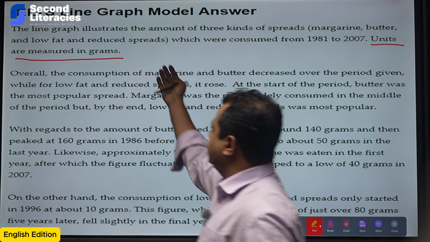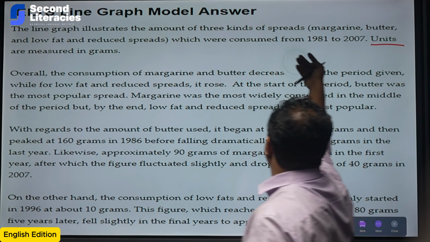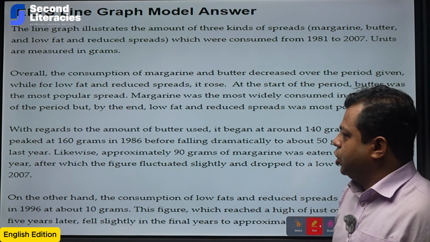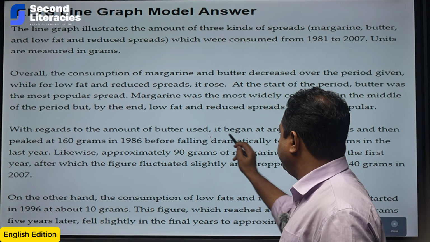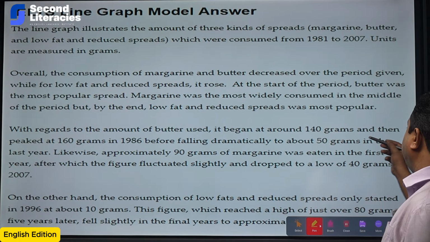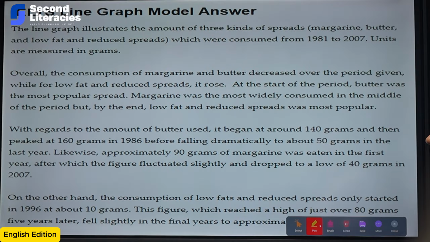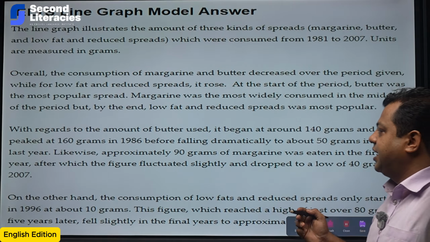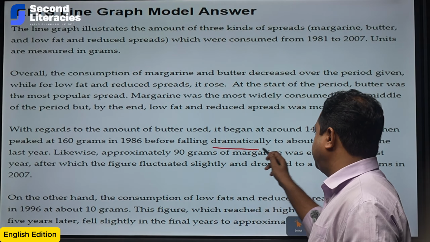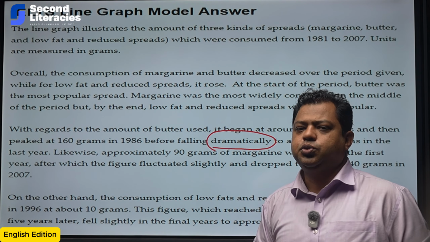In the body paragraph 2, we see now, with regards to the amount of butter used, it began at around 140 grams, then peaked at 160 grams in 1986 before falling dramatically. This word is a very good word.